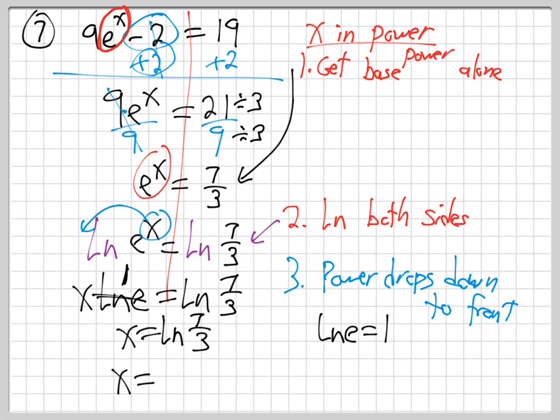So ln of 7/3, I'm getting 0.847297, and so on. That's way more than we need. There's our answer. On to number 8. So here we go, number 8. Number 8 is 7 to the 4x minus 5 power equals 45.